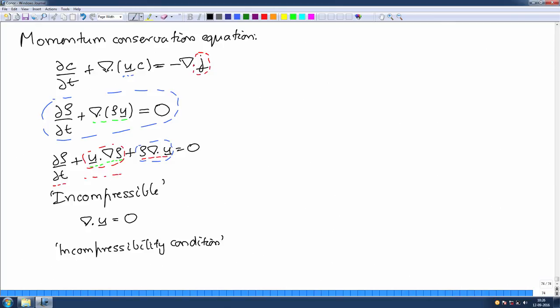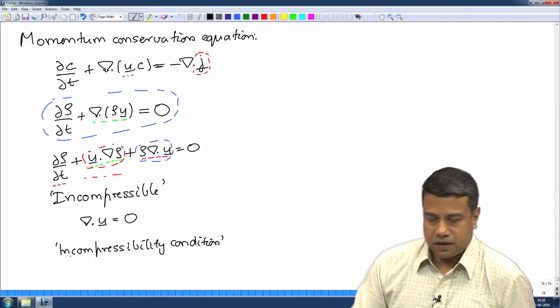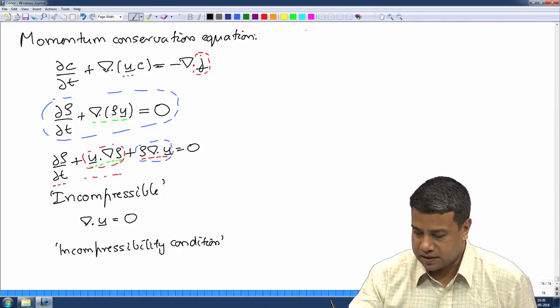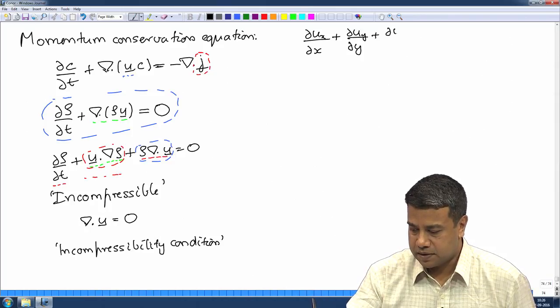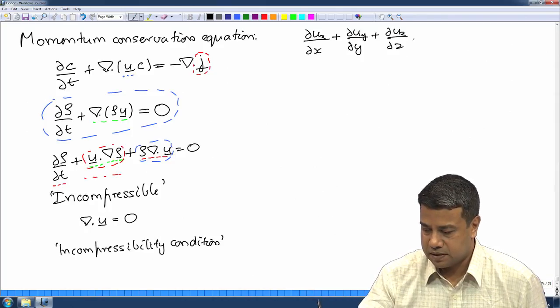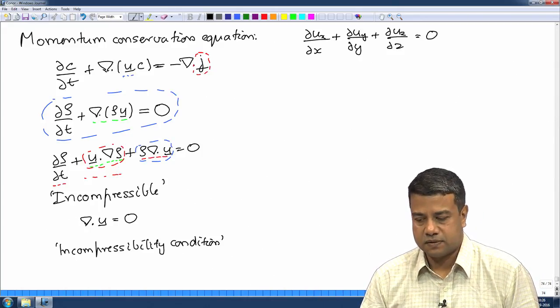So, that is the mass conservation equation for a Newtonian fluid. In a Cartesian coordinate system, for example, you would write this as partial ux by partial x plus partial uy by partial y plus partial uz by partial z is equal to 0. Divergence of velocity is equal to 0.